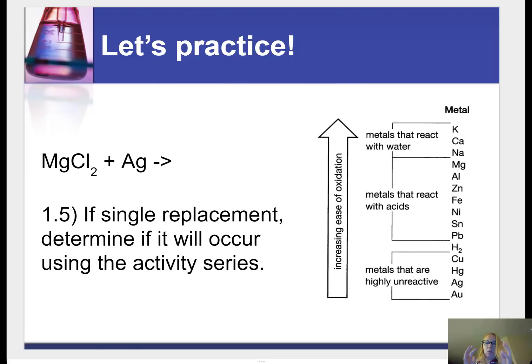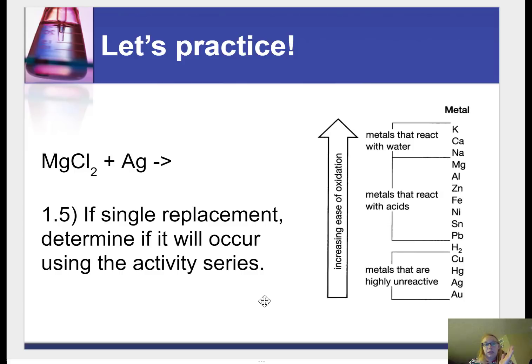Now we've got a step 1.5. If it's a single replacement reaction, we have to determine if this reaction will actually occur. So if I look at this, the question is silver, my lone element, higher than magnesium on the activity series? Here's silver, here's magnesium. So the answer is no, it is not higher on the activity series.